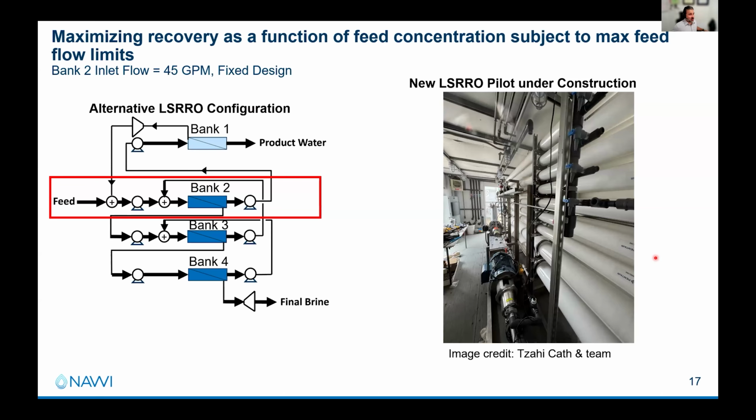But before that, I want to point out that they have a new LSR RO pilot under construction. One of the questions they wanted to answer was how can we maximize recovery if we vary feed concentration, right? If we throw this system out in a field, there's going to be variable feed water quality. How do I maximize recovery as feed salinity shifts with a fixed system design? Let's say I'm operating my pump at capacity, 45 gallons per minute. Problem is, I have maximum feed flow limitations on my membrane elements. I don't want to telescope my membranes, so I need to stay within those limits.